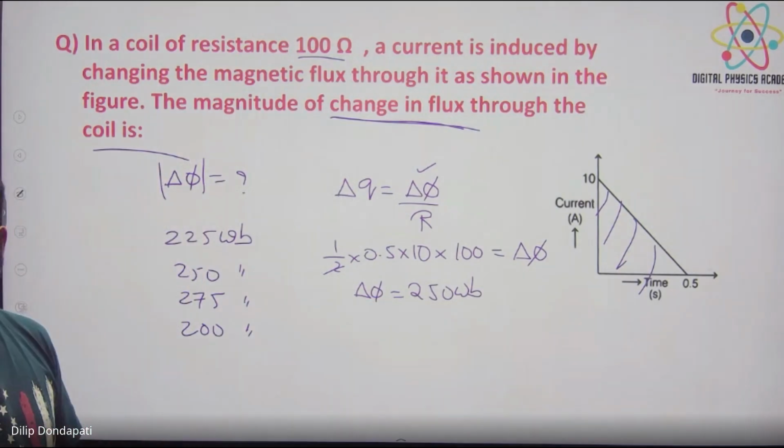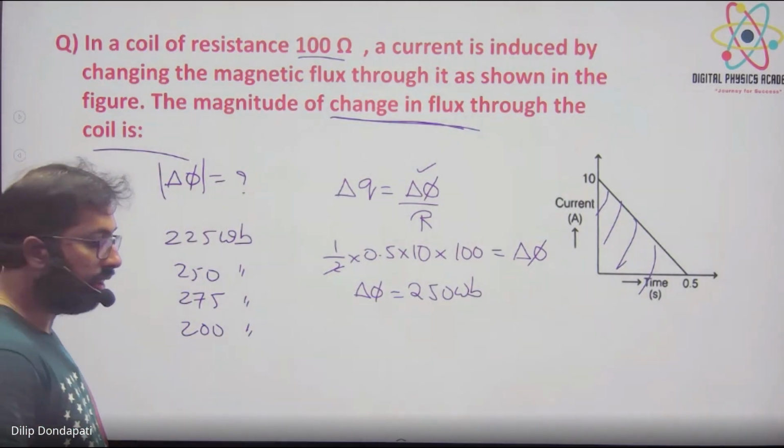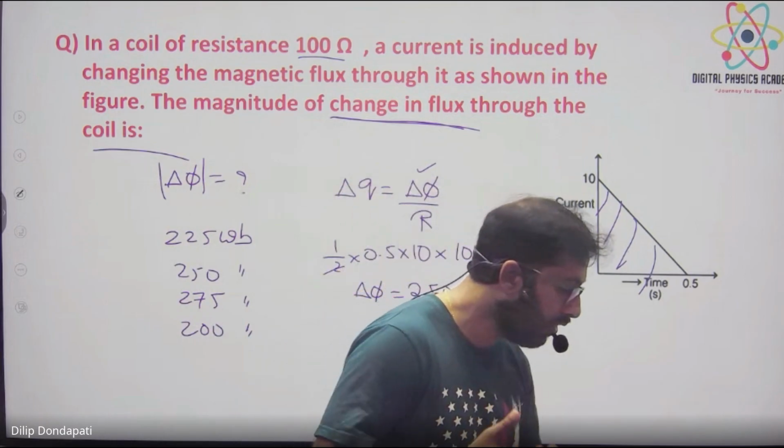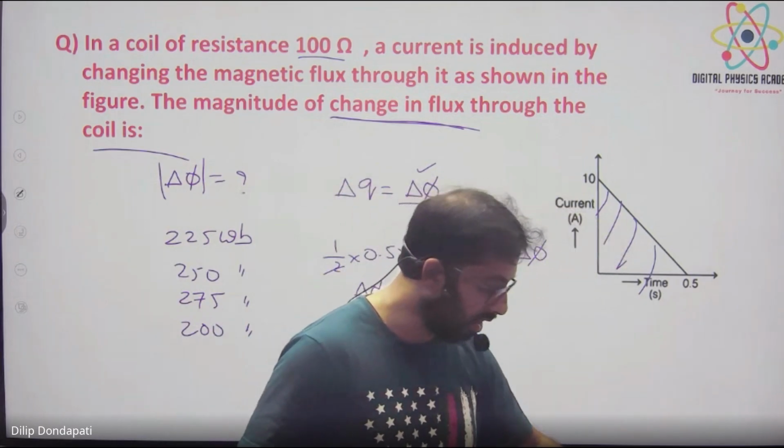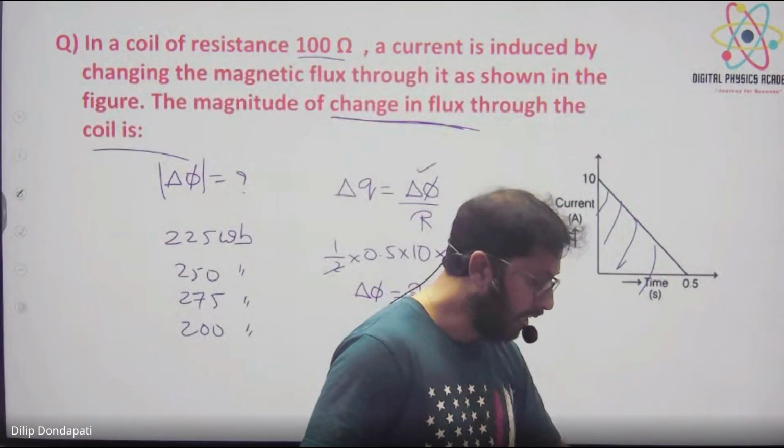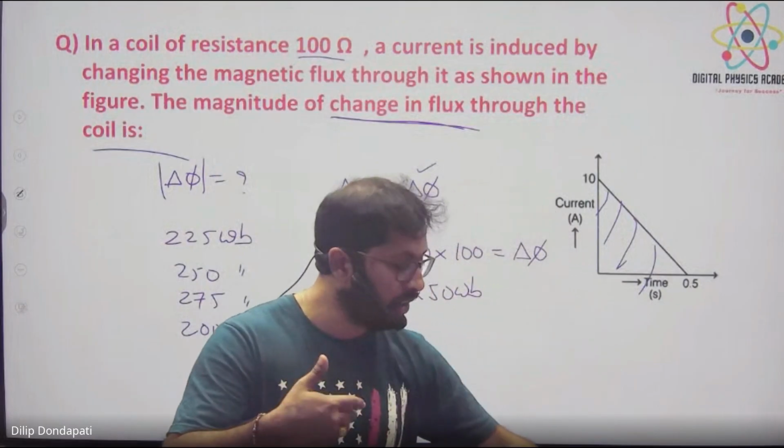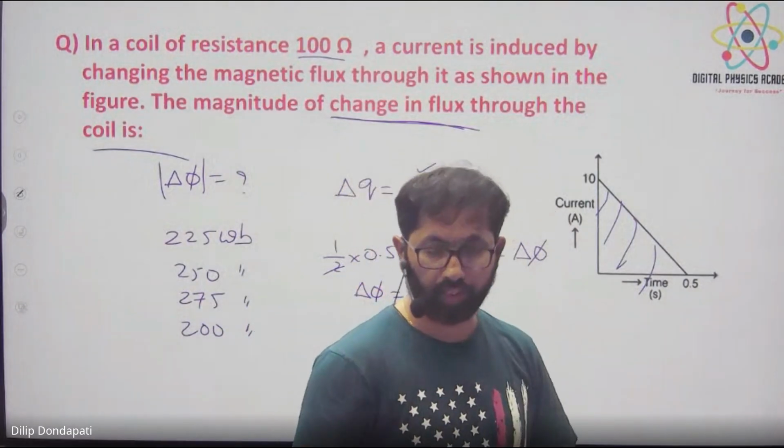Finished? So these are the things in Faraday's laws. Next we have to go to Lenz's law, and using Lenz's law we will again use Faraday's law to do questions in the next class.